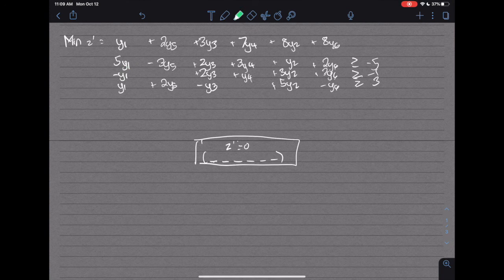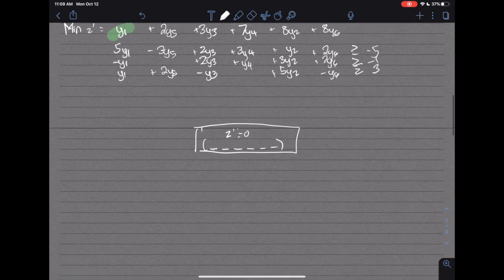How about the third constraint? 0 plus 0 minus 0 plus 0 minus 0. 0, is it greater than or equal to 3? No. Therefore, it doesn't follow constraint 3. Therefore, the first node is infeasible. So we do not fathom yet. And now we branch. When we branch, we always start with the first variable and we branch on the two possible values it can have.